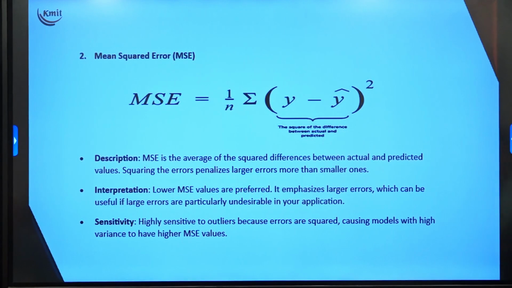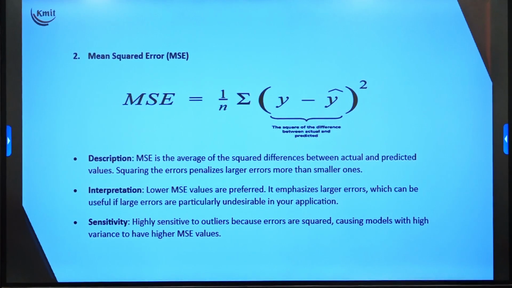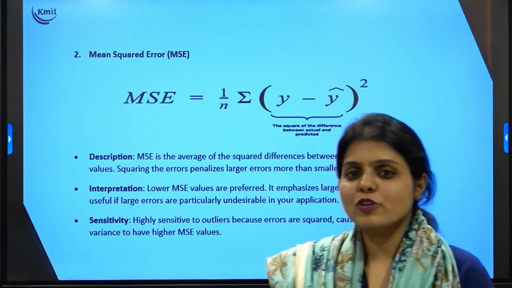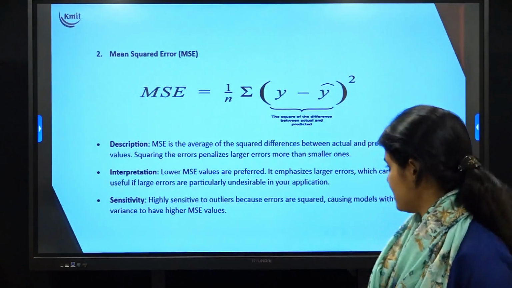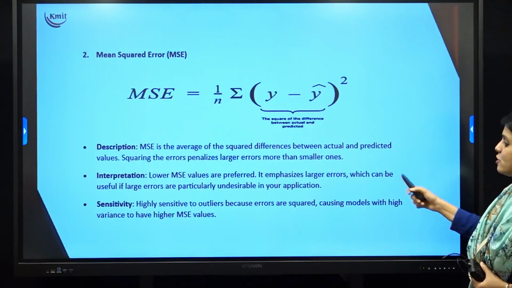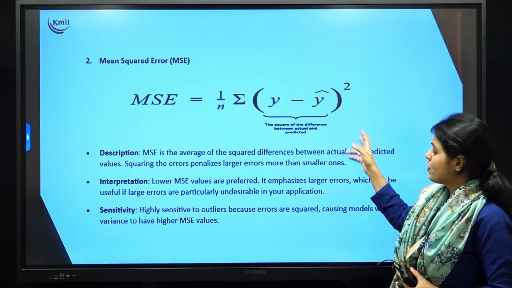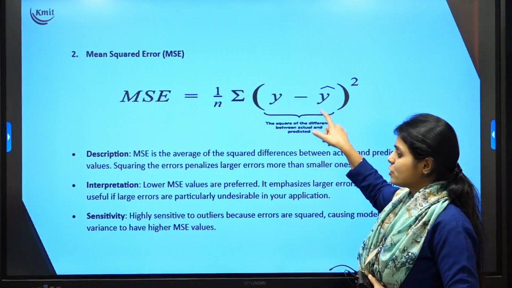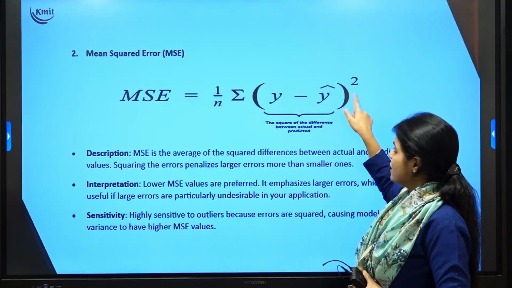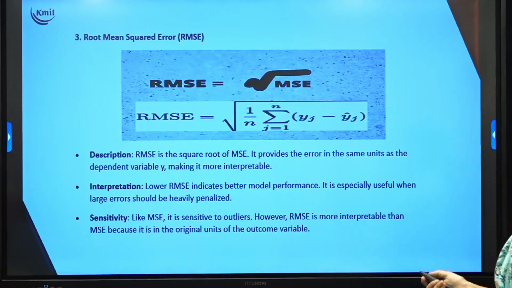Now when you talk about sensitivity, MSE is highly sensitive to outliers because the errors are squared here. So when you have more outliers in the data set, we usually prefer MAE instead of MSE. Because of this, it causes a model with high variance to have higher MSE values. So just understand the difference. When we talk about MAE, we have the absolute difference of actual minus predicted. Here we have the squared difference of actual and predicted values.